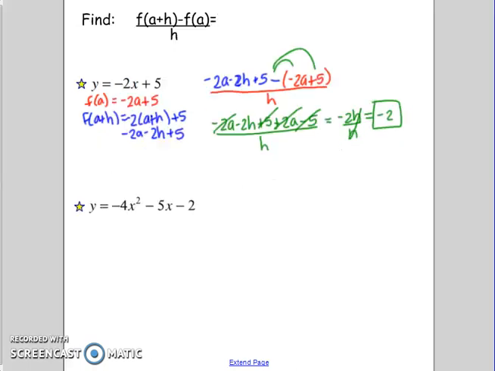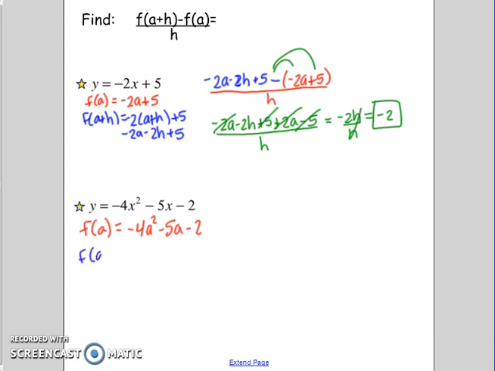Okay, so the steps for these are always the same. You're going to plug in the a, you're going to plug in the a plus h, and then you're going to subtract the 2 and divide by h. Okay, so now in this one, f of a is going to be negative 4a squared minus 5a minus 2.